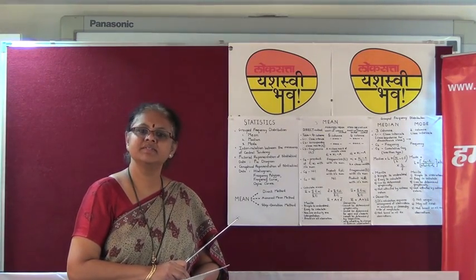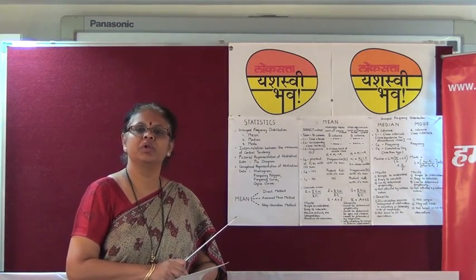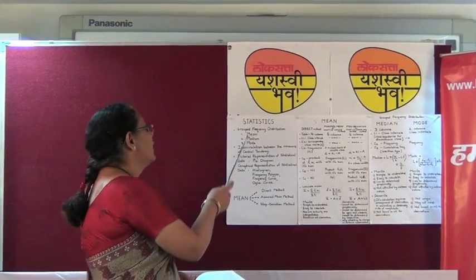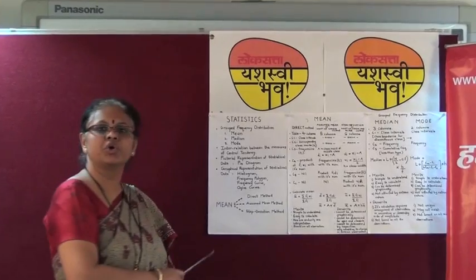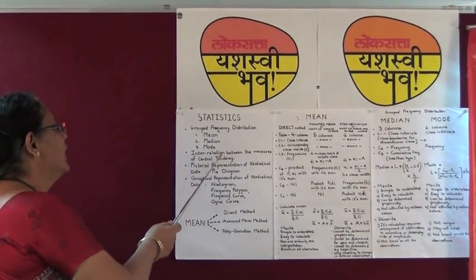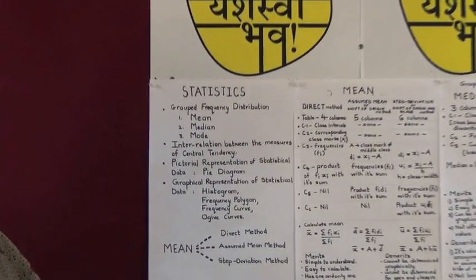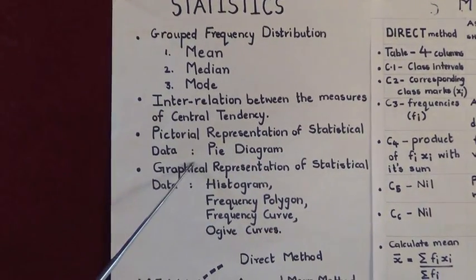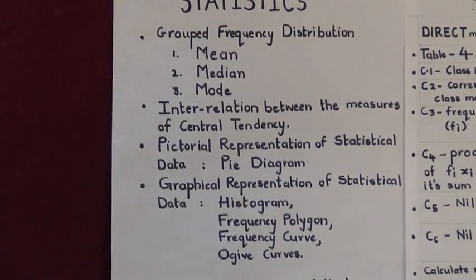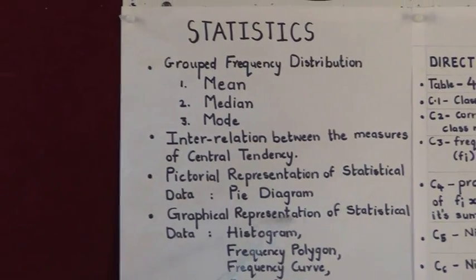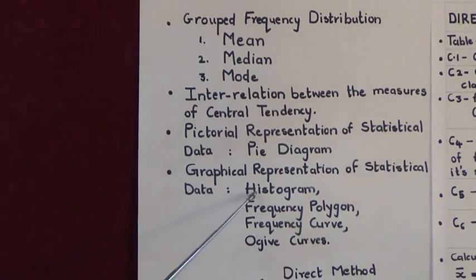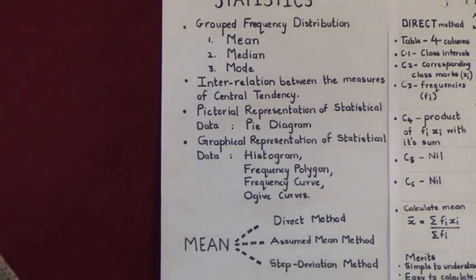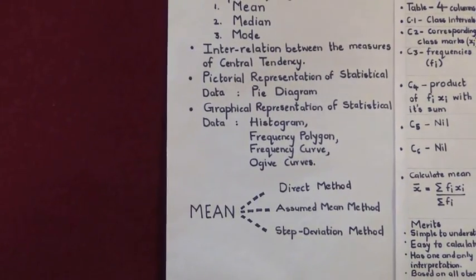So now in Standard 10, we are going to learn the following subtopics of statistics, that is mean, median, mode for the grouped frequency distribution, interrelation between the measures of central tendency, pictorial representation of statistical data, that is pie diagram, graphical representation of statistical data, that is histogram, frequency polygon, frequency curve and the ogive curves.